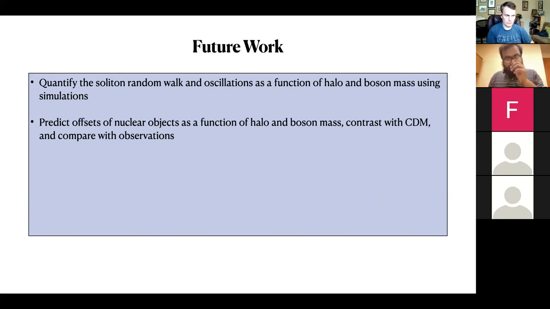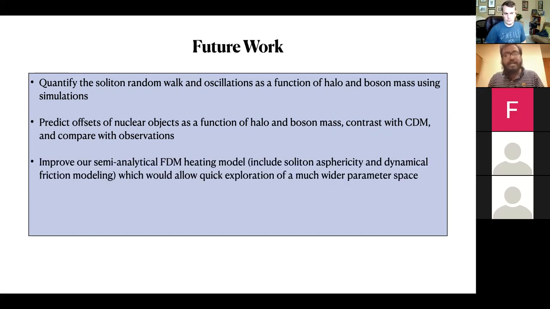Why contrasting with CDM is important is because it has been shown that inside a cold dark matter halo, there are also dynamical heating mechanisms that operate, and they can kick out massive objects. It's something opposite to dynamical friction that happens inside the core, and they can kick out massive objects to at least the core radius. So it is important to compare these and also compare with observations. And we can improve our semi-analytical heating model. Then we can also use this model to make these predictions, and that would allow a much more elaborate and quicker exploration of the parameter space.